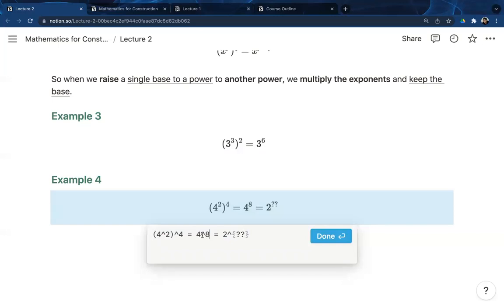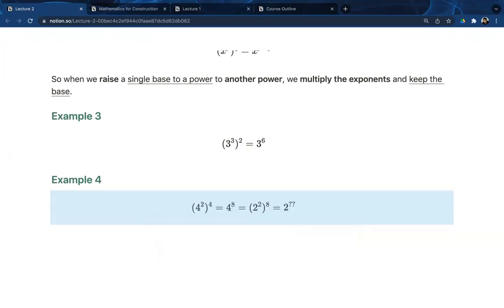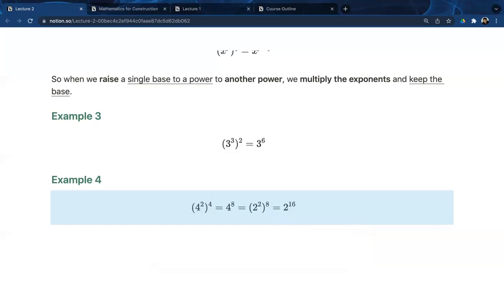4 to the power 8, you rewrite it in brackets. 4 is really 2 squared. See that? 4 to the power 8 is really 2 squared to the power 8. And now you use the rule again. What is 2 by 8? 16. Okay, that is how you do this one.